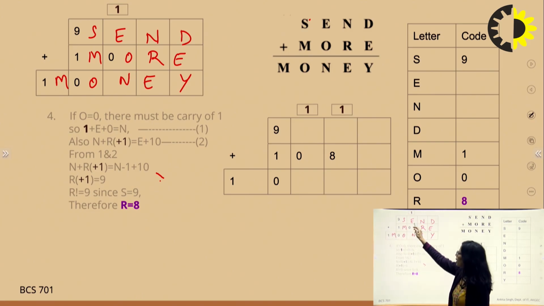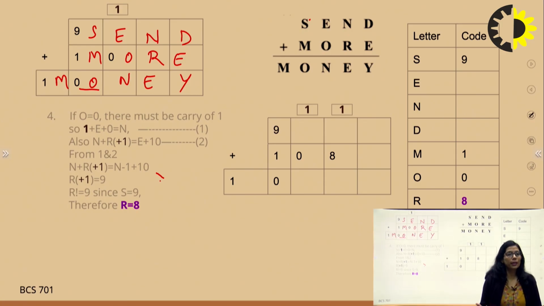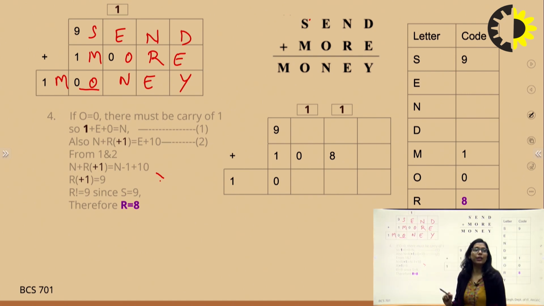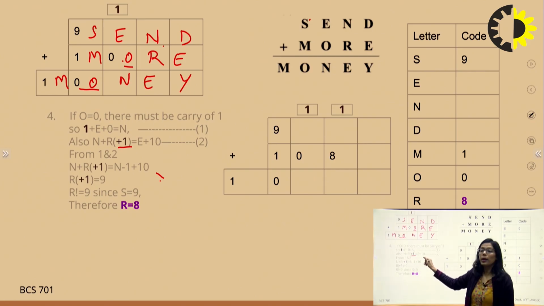Now, see, since the value of O is equal to 0, it means there is a carry generated over here. Okay, so I have written 1 over here. So 1 plus E plus 0 is equal to N. Fine. Also, N plus R. Now here I am not sure whether the carry is generated or not, so I have just put that in a bracket, is equal to E plus 10. So this is for the carry generation.